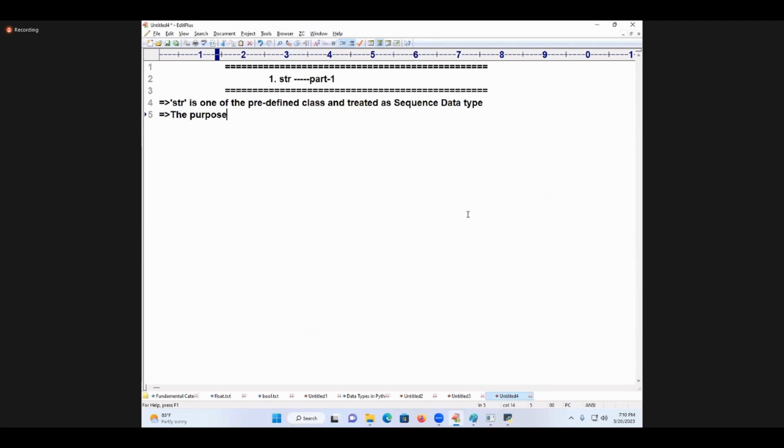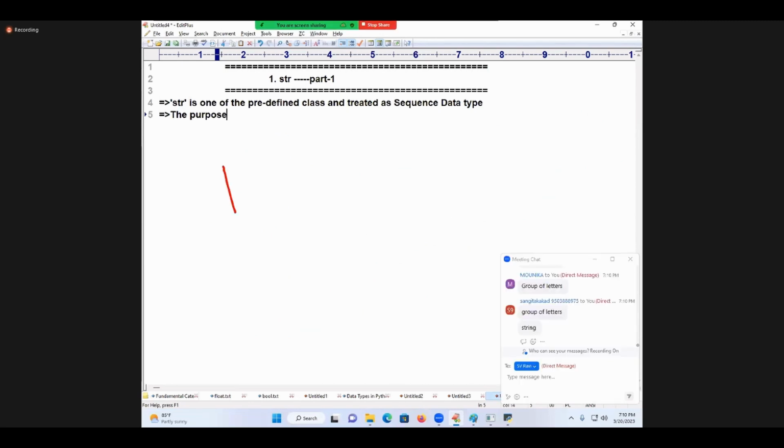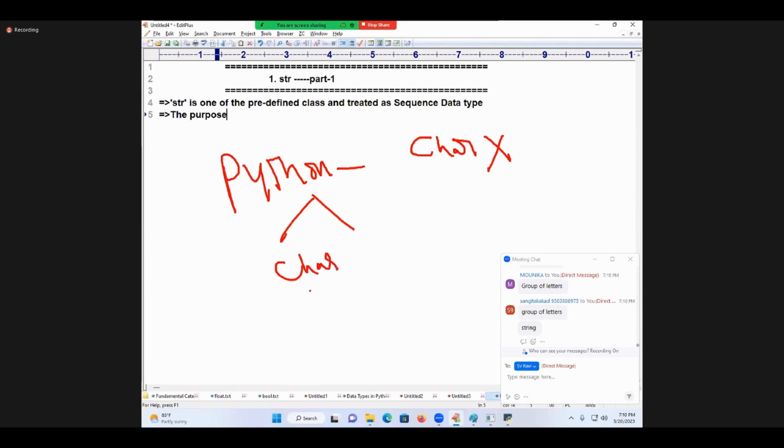Right. In Python, now I am coming to students. In Python, there is no data type called char. There is no data type called char. Char data type is also represented in Python as what?